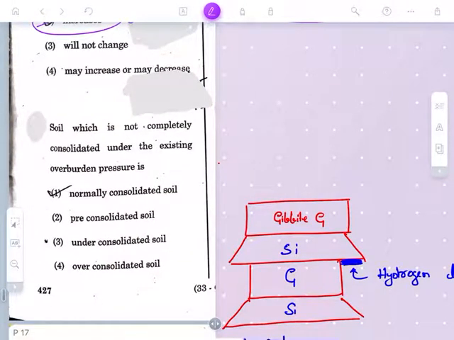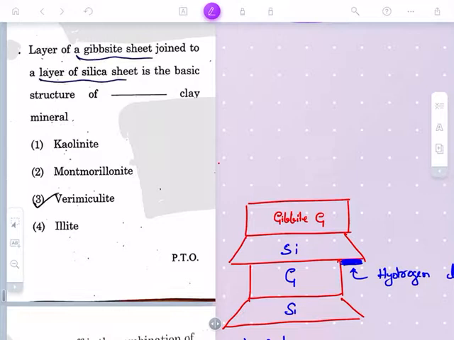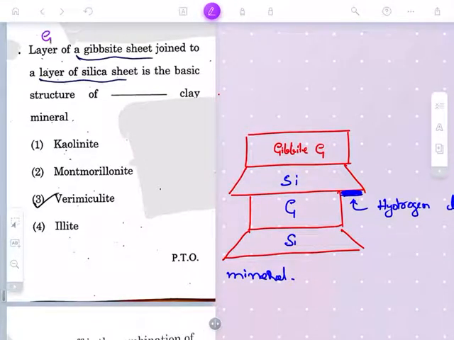So next question. Soil which is not completely consolidated under the existing overburden pressure is called as under consolidated clay, which is a very direct question. A layer of gibbsite sheet joined to a silica sheet is the basic structure of dash clay mineral. This question comes in geotechnical engineering of topic clay mineralogy.